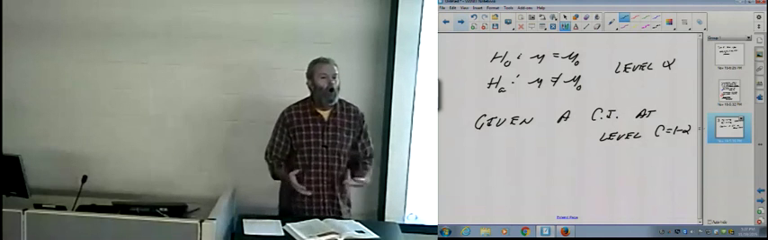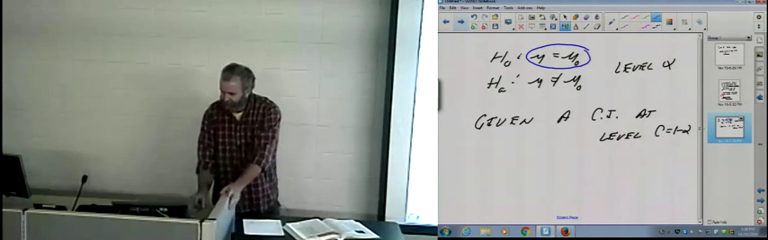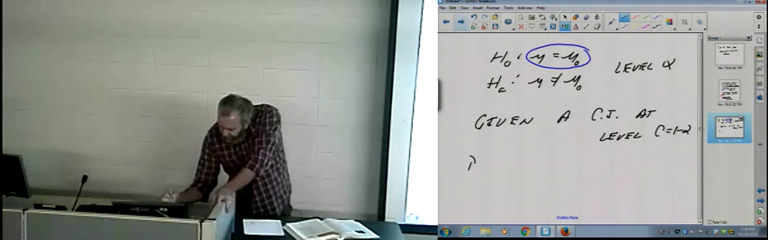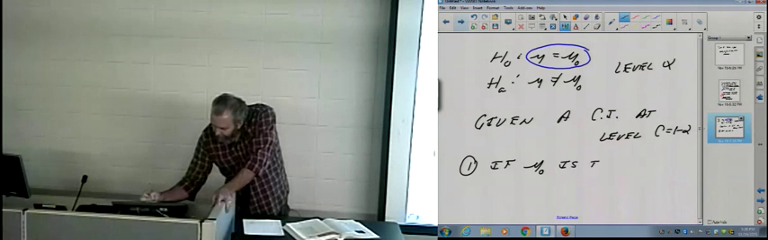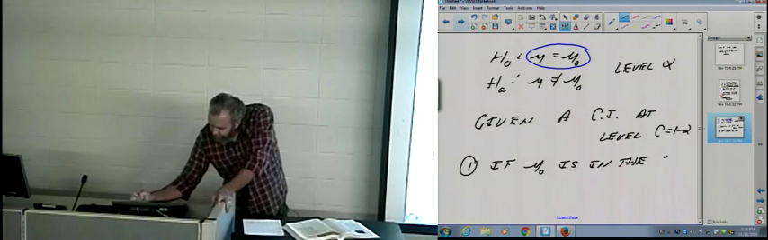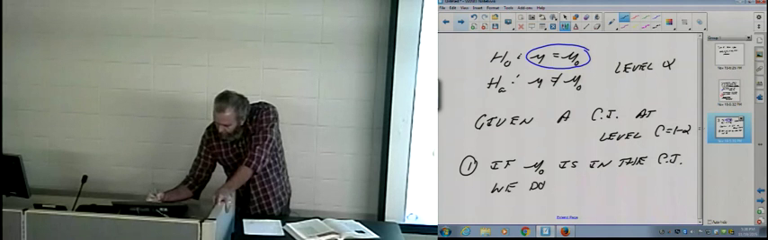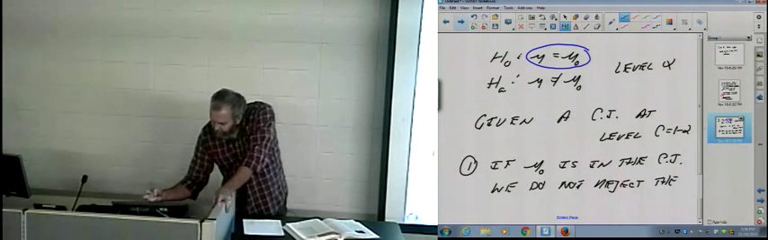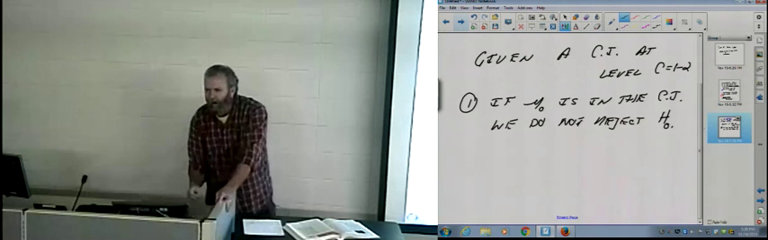If this happens, all you need to do is this. You look at this value that's in the null hypothesis. One of two things is true about this. One, if mu sub naught is in the confidence interval, we do not reject the null. I'm going to give it to you in terms of symbols. We do not reject the null hypothesis.